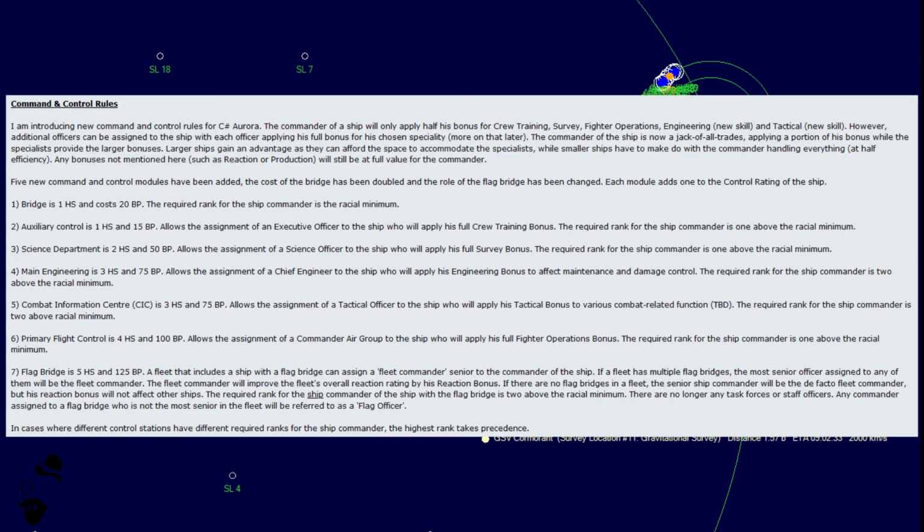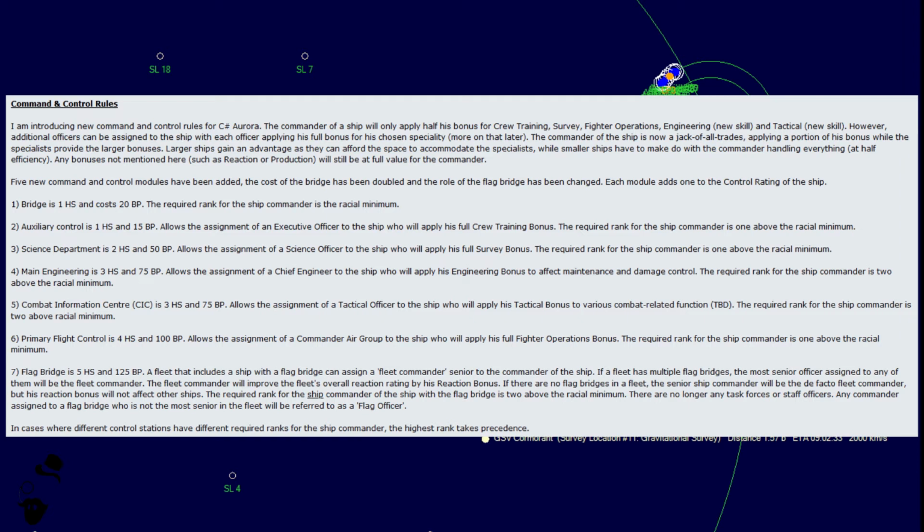Next, another really relatively big change, command and control roles. In C#, the commander of a ship will only apply half his bonus for crew training, survey, fighter operations, engineering, and tactical, the last 2 being new skills. However, additional officers can be assigned to the ship, with each officer applying his full bonus for his chosen specialty. The commander of the ship is now a jack of all trades, applying a portion of his bonus, while the specialists provide the larger bonuses.